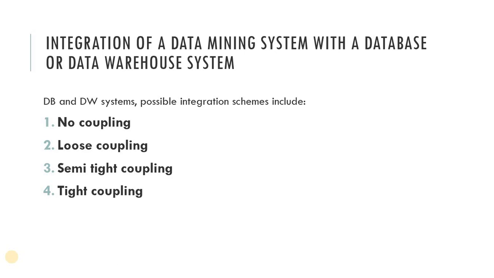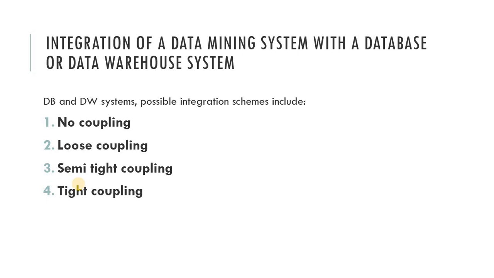So that is about the integration of a data mining system with the database or the data warehouse. Simply we can say that under no coupling there is no database or data warehouse, and data is directly fetched from data sources. In loose coupling, we use the database just for fetching the data. In semi-tight coupling, we fetch the data and use some of the data mining functionality. It is possible that we are collecting the data from other sources also.